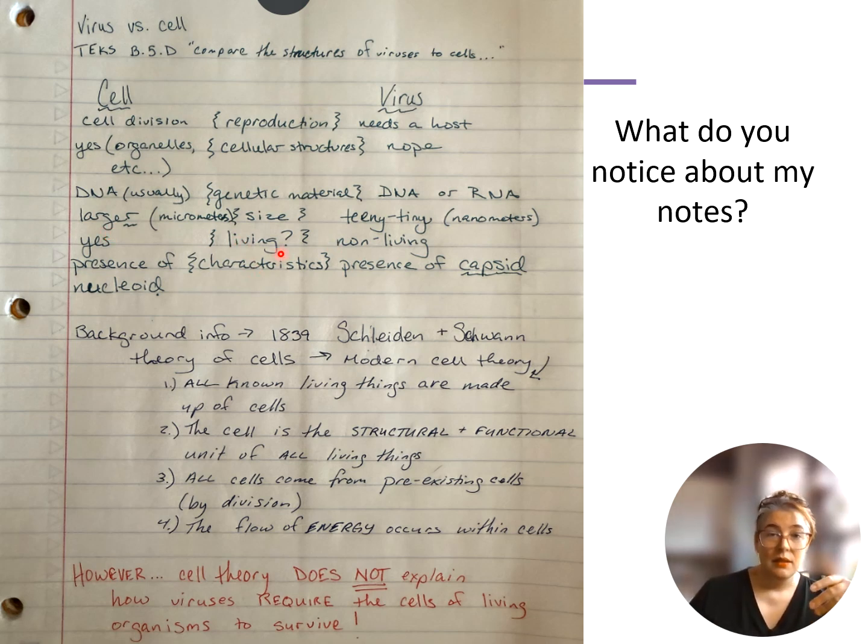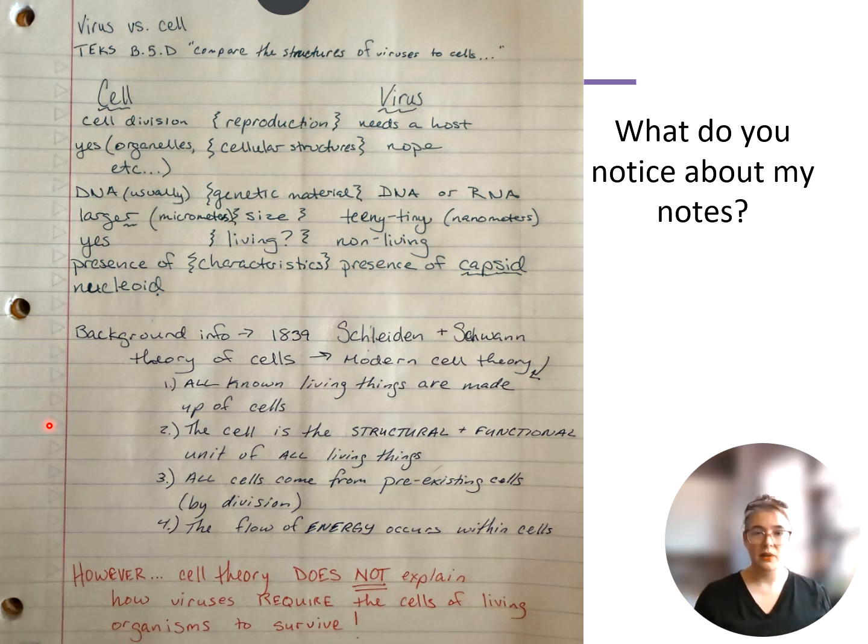Are they living? Cells are not living. And viruses are non-living. Cells are living. I misspoke, but hopefully you guys followed the pointer instead of listening to my cuckoo bananas. Some of those characteristics, well, we have the presence of a capsid, and we have the presence of nucleoids. So cells and viruses are different structurally and functionally.